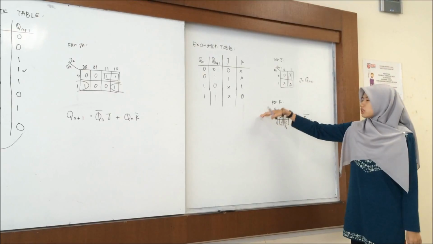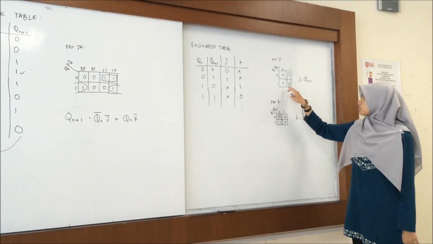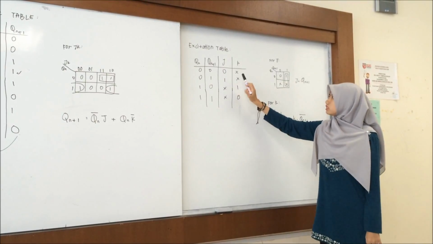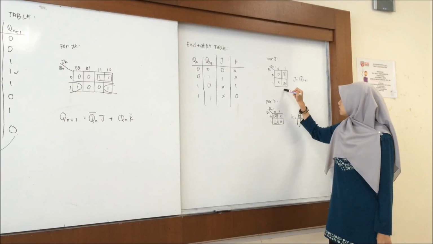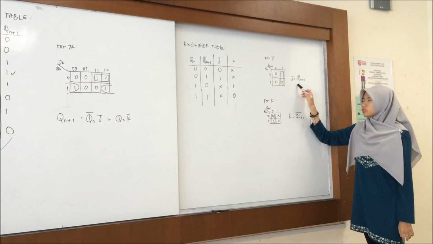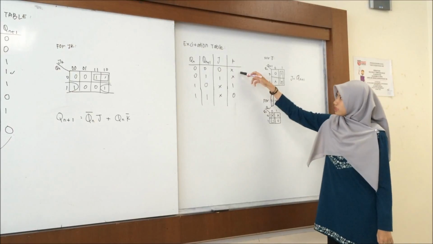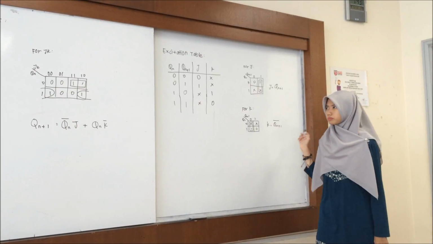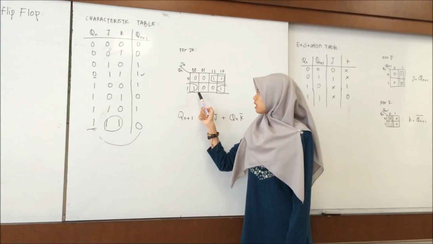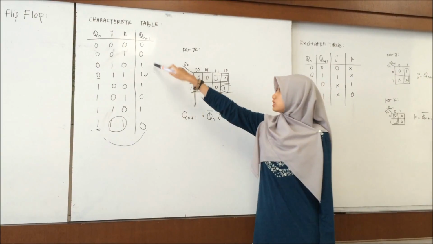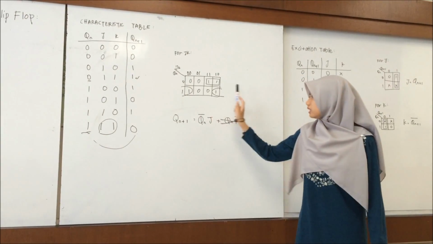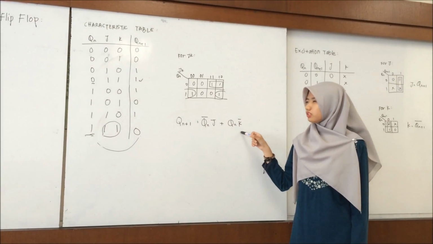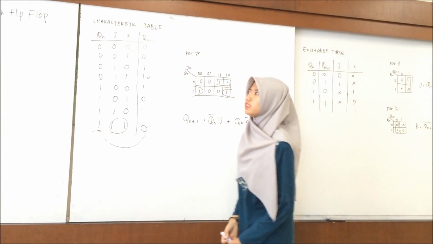After that, we will do the K-map, Karnaugh map. For J, 0, 0, 1, don't care condition. And then we will get J equal to Qn plus 1. For the K, we will get K equal to Qn plus 1 bar. After that, we will do the K-map for JK for this characteristic table. And then we get Qn plus 1 equal to Qn bar J plus Qn K bar. So that's for the truth table.